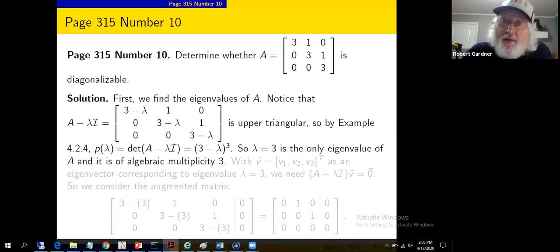Let's find eigenvalues first, because that's how all these start. So we'll take A minus lambda I. That's this matrix with lambda subtracted along the diagonal. I think that's the first time I haven't spelled that out in great detail.